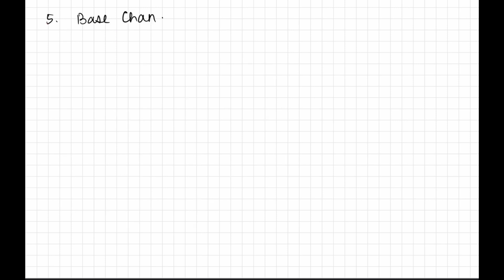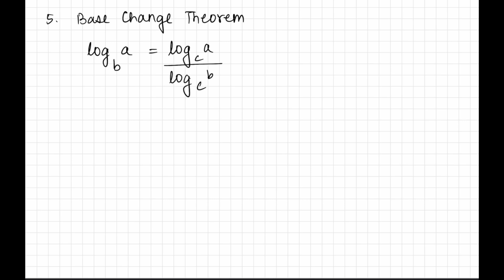Now let us discuss base change theorem. So according to this, अगर हमारे पास कभी log a base b दिया हुआ है तो what do we do? We will write it as log a base c upon log b base c. मतलब हमने अपने पसंद का कोई सा भी बेस सेलेक्ट कर लिया और लॉग को न्यूमरेटर और डिनोमिनेटर के फॉर्म में कन्वर्ट कर लिया. Further, let me say this is the first form of base change property.